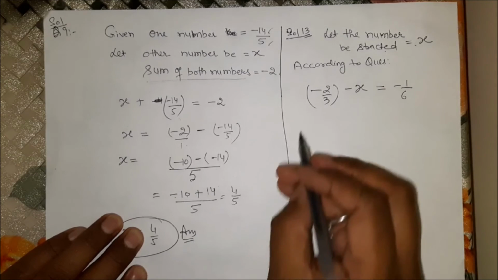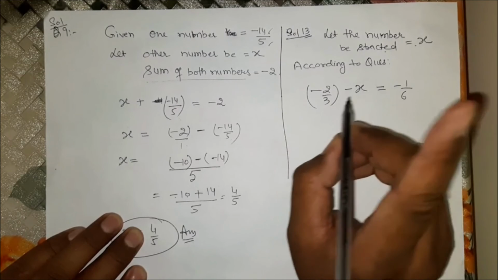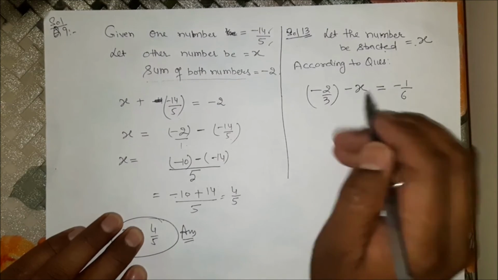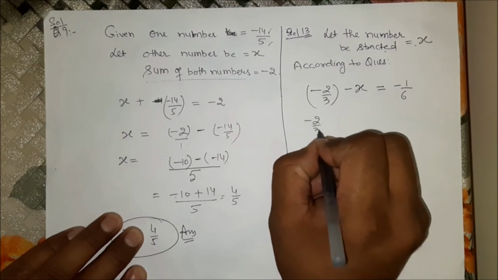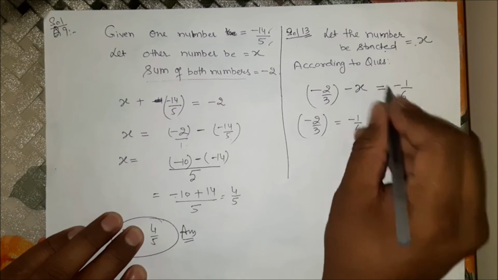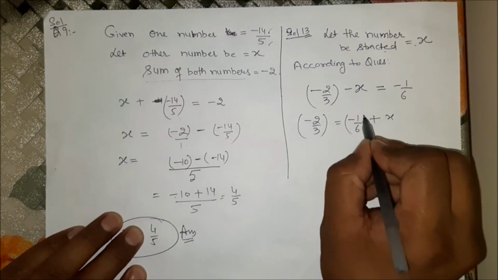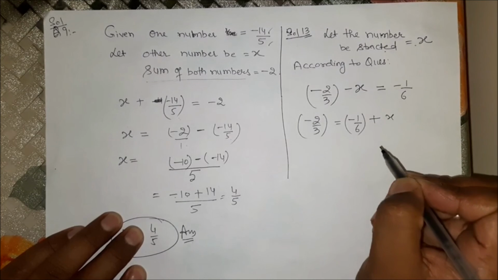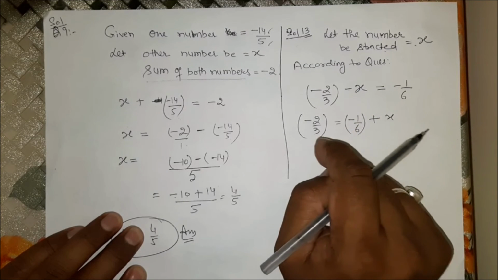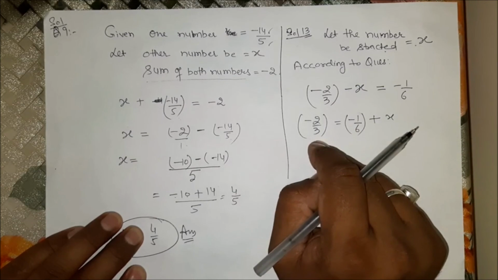Okay. Now, again, first, what we will do? We will shift this minus x to the right hand side. You will get minus 2 by 3 equal to negative 1 by 6. Minus x becomes plus x. Put this minus 1 by 6 in bracket. This is x plus this term. This term we shift to left hand side, and sign of this term will change.